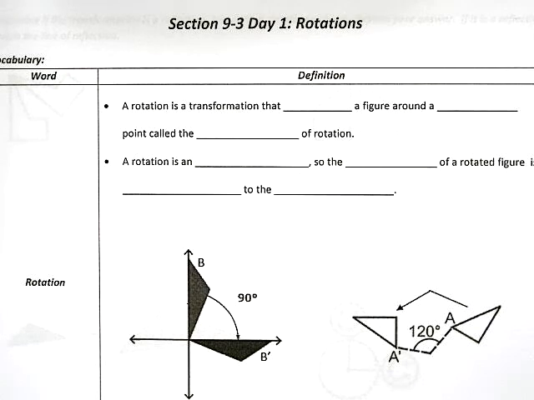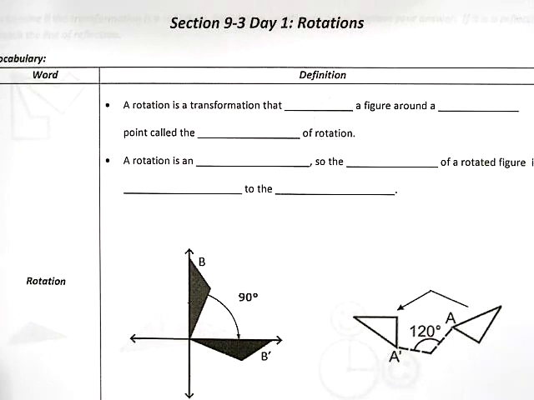All right, hey guys, we are moving on to section 9.3, which is rotation. Section 9.3 is actually broken up into two different parts. We're going to do rotations on the coordinate plane and then rotations with our compass and protractor. So today we're going to focus on just the ones that are on the coordinate plane. All right, and then we will make day 2 be the ones with our compass.